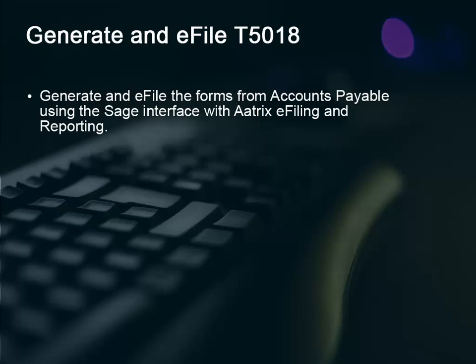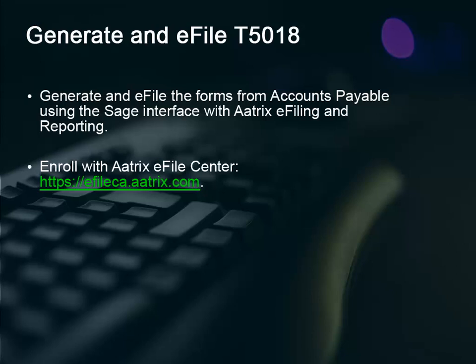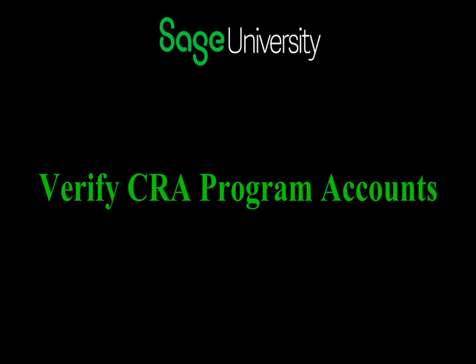In order to e-file returns through Atrix, you must register with them. You can enroll with Atrix e-file center before you complete any forms, or you may do so as you complete the e-file process with a form. A program account is a required account number assigned to identify your company when dealing with the Canada Revenue Agency. Let's verify your company has this number set up in the Company Information window.